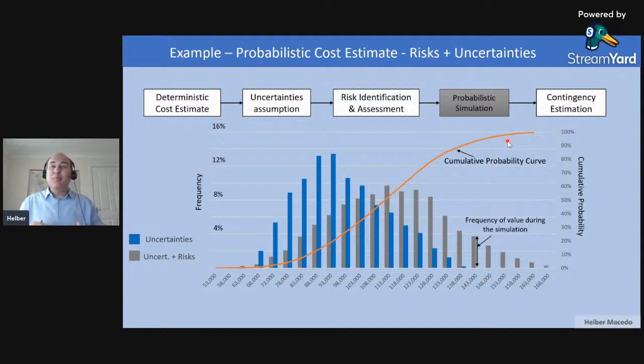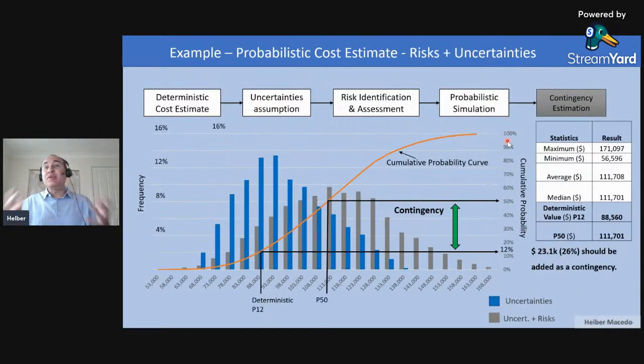And now we will make a comparison to see what my contingency will be. So my contingency now will be increased a lot. And the reason is because I included not only uncertainties but risks. Remember that initially, when I was considering only uncertainties, in 41% of the scenarios, of the simulations, I had enough money. Now only 12% of my scenarios I have enough money to execute this project.